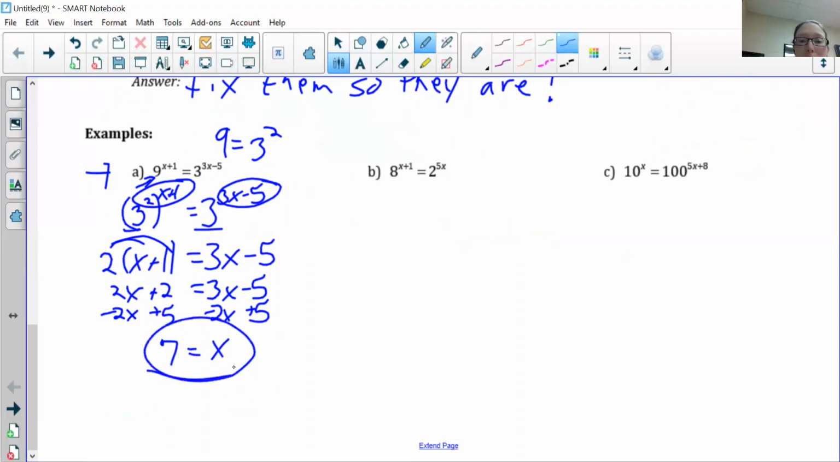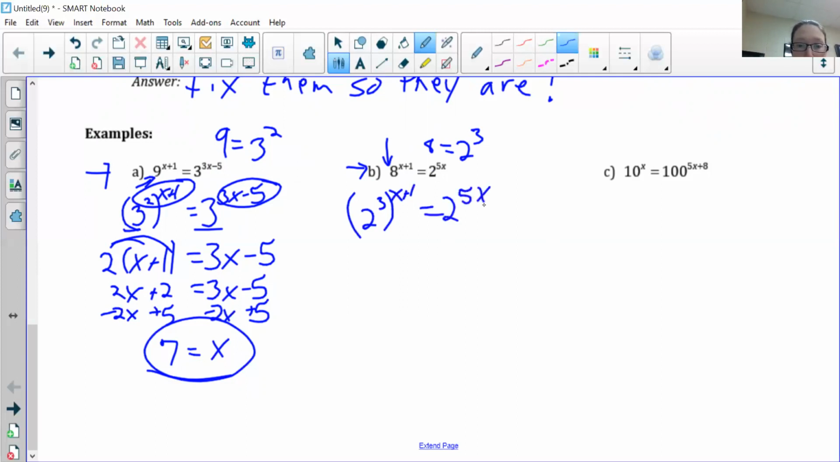All right, let's look at another one. E. 8 to the x plus 2 power equals 2 to the 5x. All right, so let's look at the big one, 8. Can I write 8 as a power of 2? 2 to what power equals 8? Right, 2 to the third. So we're going to rewrite our 8 as 2 to the third. So 2 to the third power to the x plus 1 power equals 2 to the 5x.